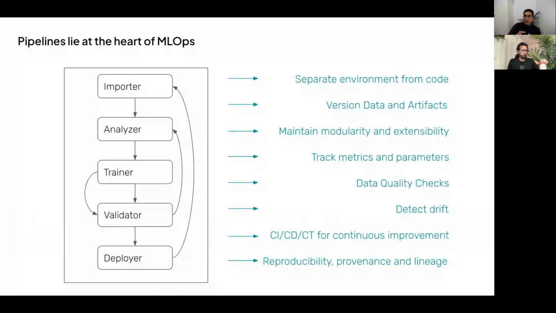Again, you have modularity. You could swap out the trainer step with another step, maybe add three more trainer steps and extend it. You could track metrics and parameters. You could do data quality checks. You could detect drift. You could do CI, CD, CP. And you could leverage a lot of the existing knowledge that we have of software systems and map it onto this, if you start treating them as software assets or pipeline assets.